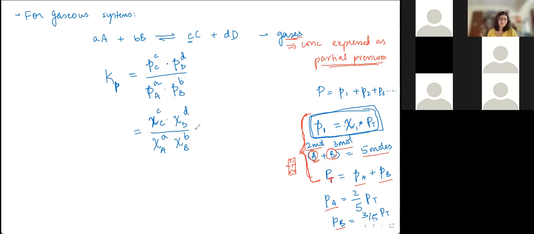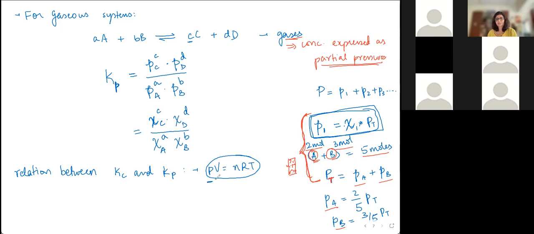Okay. So that's all there is about Kp. Then if you want to look at the relation between Kc and Kp, for that use PV equals nRT. You use this equation because it gives you the relation between pressure and the number of moles. Right. Guys, should I go ahead with this? Are you following?